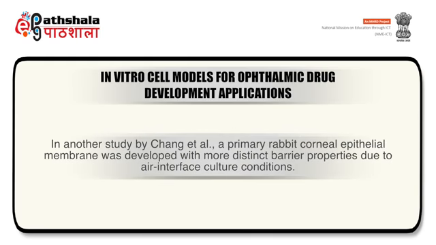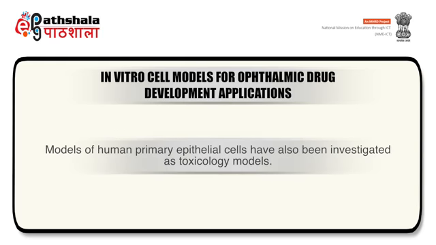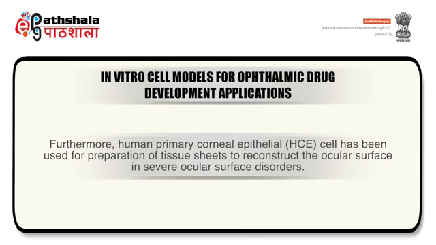In another study by Chang et al., a primary rabbit corneal epithelial membrane was developed with more distinct barrier properties due to air interface culture condition. Models of human primary epithelial cells have also been investigated as toxicology models. Furthermore, human primary corneal epithelial, that is HCE, cells have been used in preparation of tissue sheets to reconstruct the ocular system in severe ocular surface disorder.